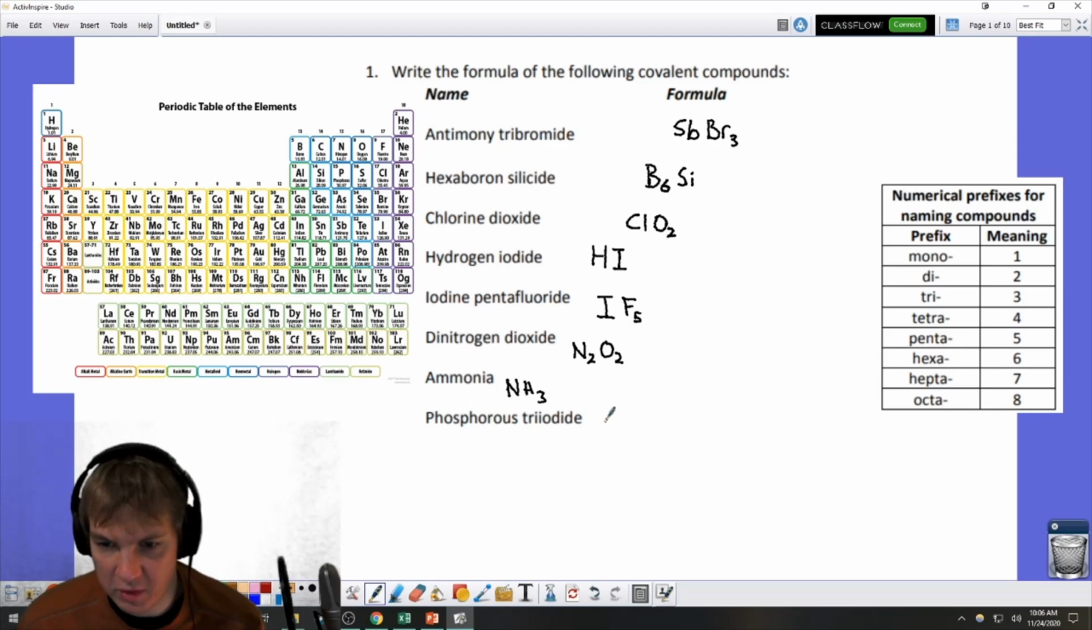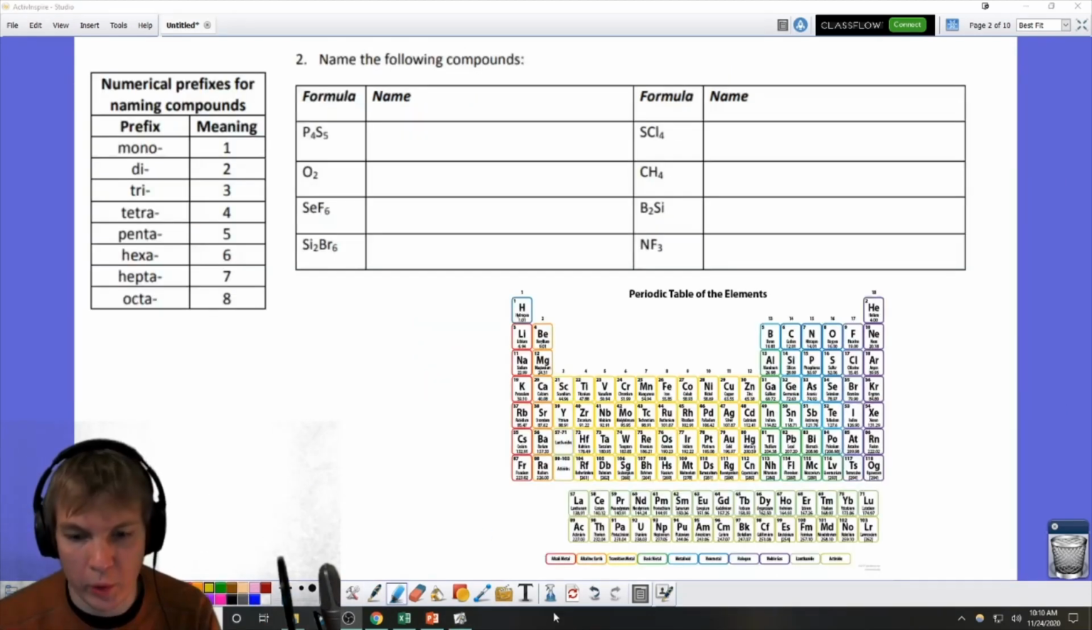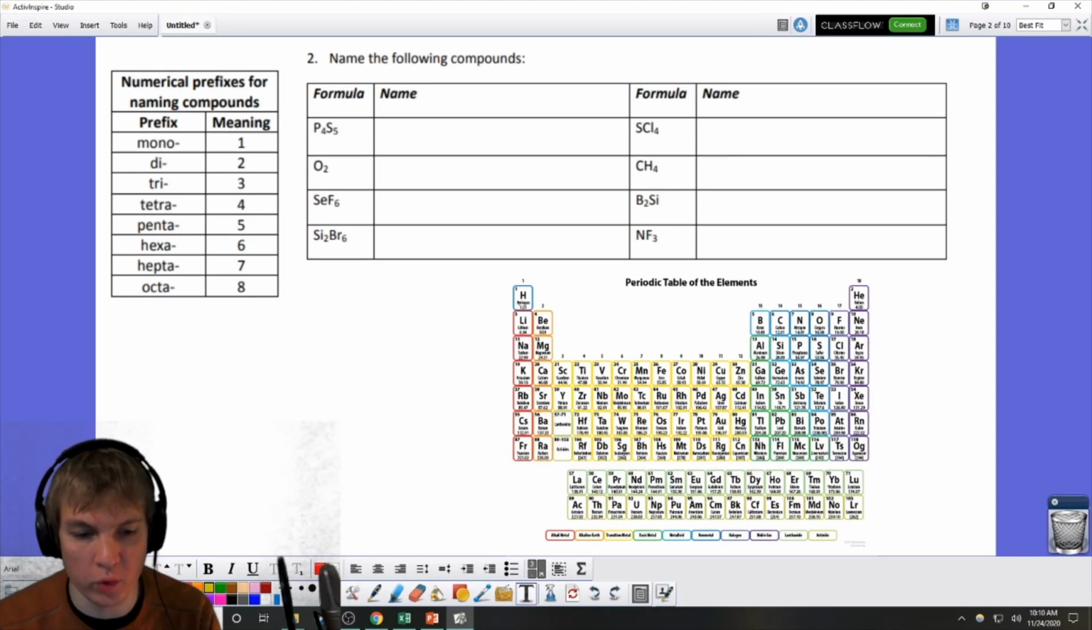So we have phosphorus, which is P, and then triiodide. Iodide comes from iodine, and then we have 3 of them, so we're going to put a 3 right there. All right, so these are all of the formulas that we have written out for the names for practice problem number 1. Okay, so practice problem number 2 actually has us working backwards. So now what we're trying to do is find the name for the compound given the formula.